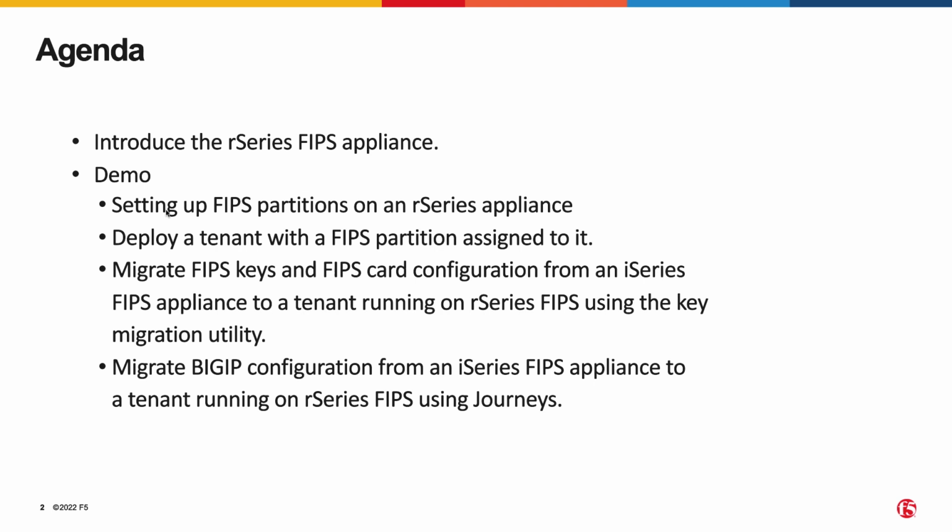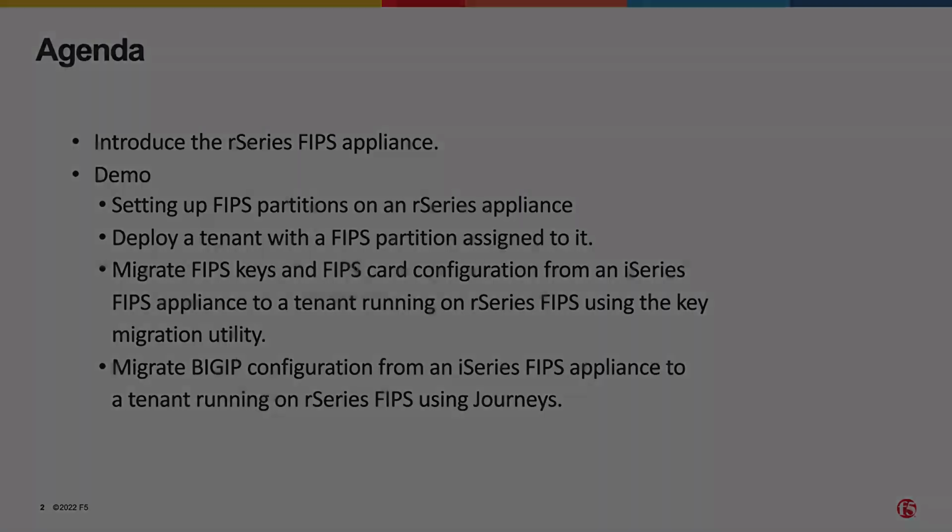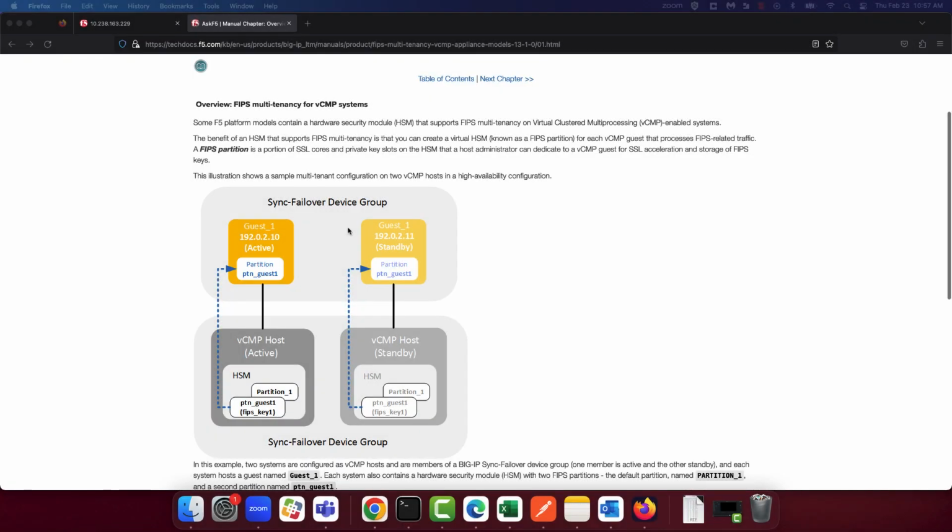The first step is to log in to the R Series FIPS appliances and set up FIPS partition to assign to the tenant. For those of you that are familiar with how FIPS cards are partitioned and assigned to vCMP guests on the 10350V-F or the I Series FIPS appliances, the same concepts apply to the R Series FIPS variants as well.